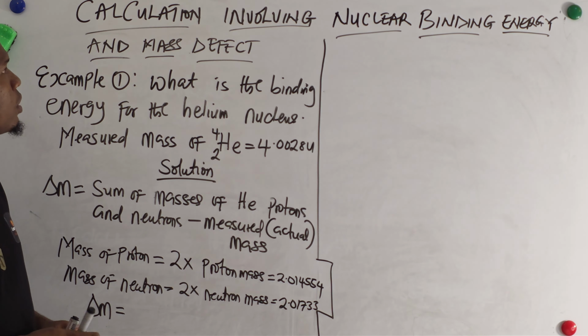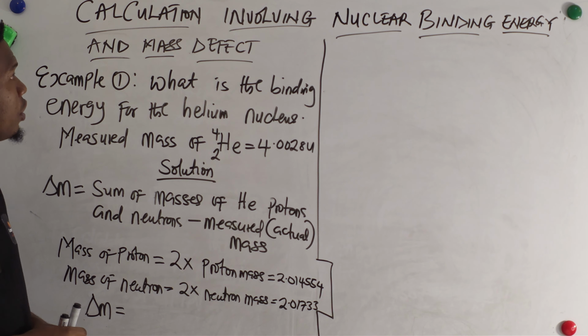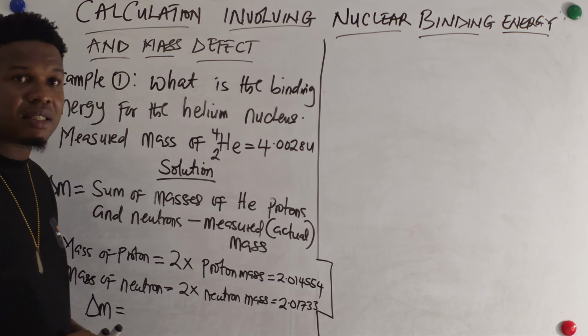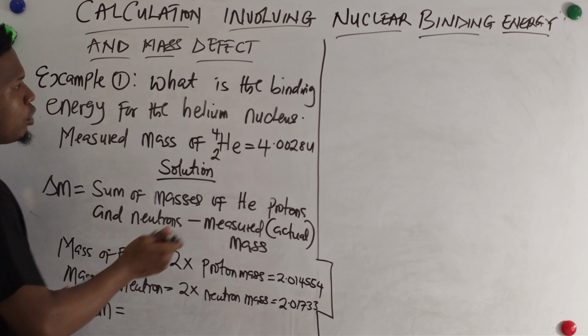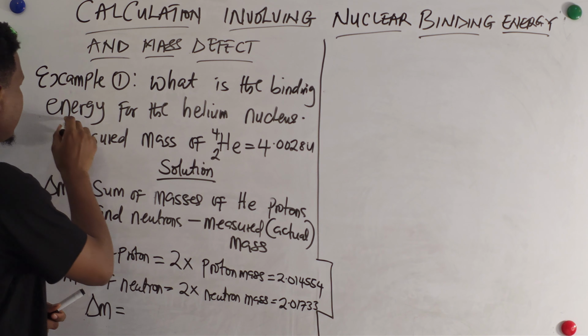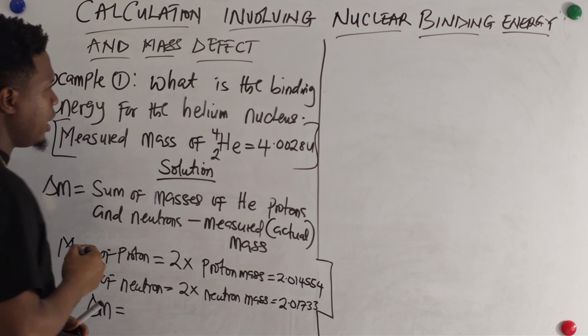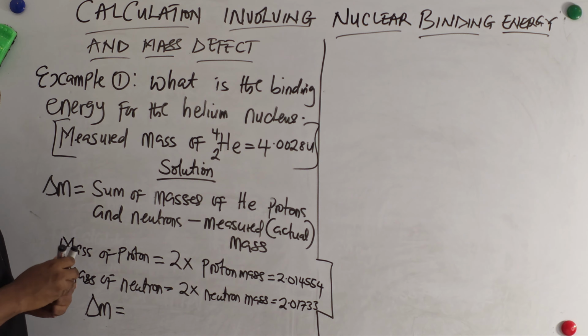Let's quickly look at this question. We look at the calculation involving nuclear binding energy and the mass defect. So look at the problem. What is the binding energy for the helium nucleus? This is the measured mass of the helium nucleus.